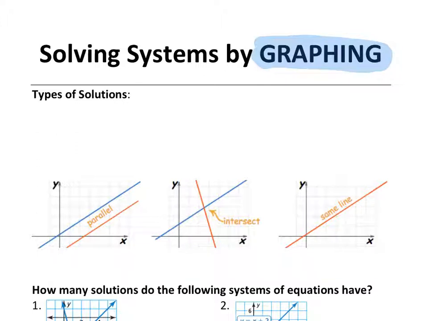Okay, the first one's right here. We defined earlier that the solution is the point of intersection. How many points of intersection are parallel lines going to have? 0, because they're parallel. So are they ever going to touch? No. So parallel lines that have the same slope are going to have no solution, because they will just not cross.